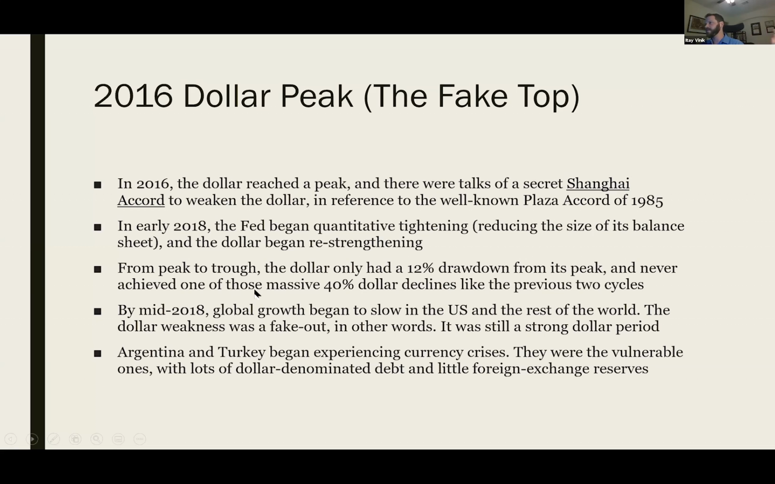And from the peak to the trough, the dollar has only dropped 12%. It didn't go into one of these massive 40% declines like the previous two cycles, right? And by mid-2018, global growth slows down to the point where it's pretty evident we're still in a strong dollar period. And the emerging market victims of the time were Argentina and Turkey. They were more vulnerable and they had massive currency crises.